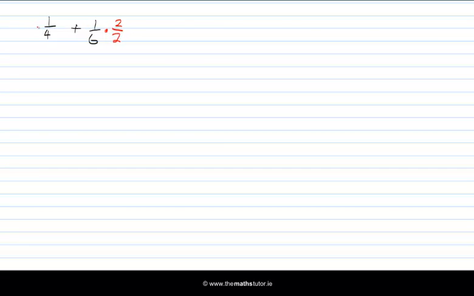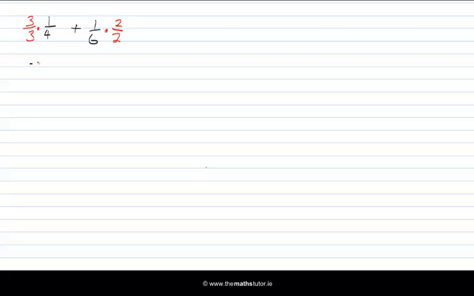To get to 12, we need to multiply by 3. But we can't just multiply the 4 by the 3, otherwise we're changing values. So we need to multiply the 1 by 3 as well. So now we're multiplying by 3 over 3. In other words, we're just multiplying by 1.